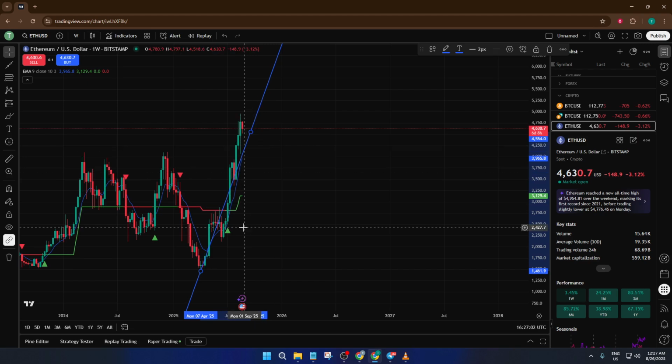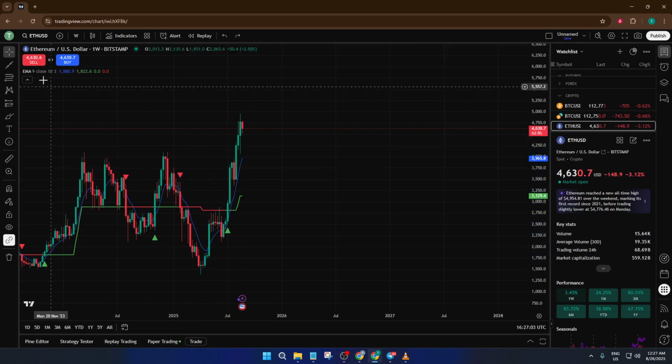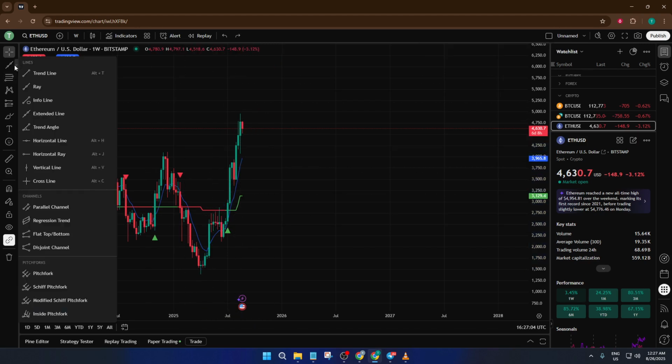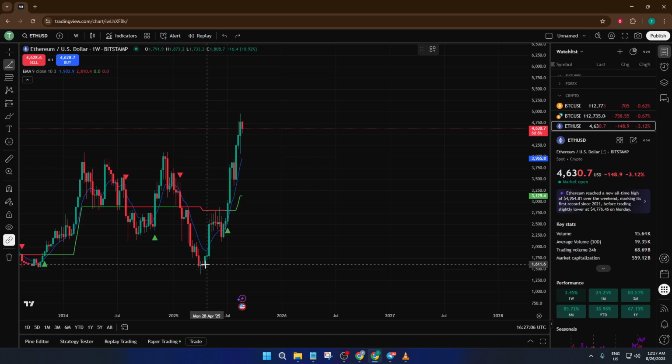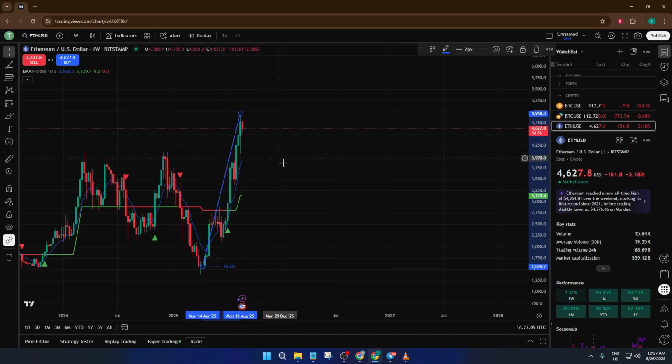Now let's try out the trend angle. This one's a bit unique. It lets you measure the precise angle of a move. Maybe you're wondering just how steep a rally is. This tool will tell you in degrees. Select the trend angle, draw from point A to B, and TradingView will show you the exact angle on the chart. Don't worry if the numbers seem arbitrary at first. With time, you'll start to recognize which angles represent healthy trends versus overextended moves.